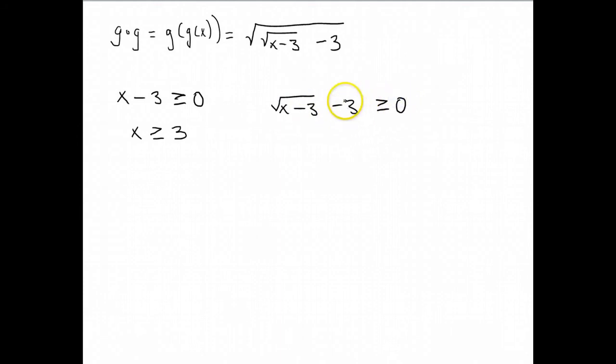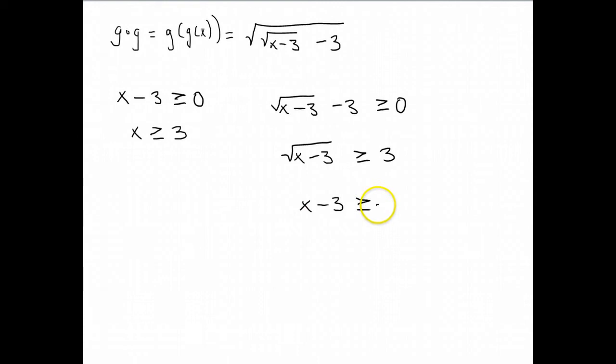And we solve. So we add 3 to both sides. We get the square root of x minus 3 is greater than or equal to 3. Then we square both sides, and that should give us x minus 3 is greater than or equal to 9. Finally, we add 3 to both sides, and x is greater than or equal to 12.